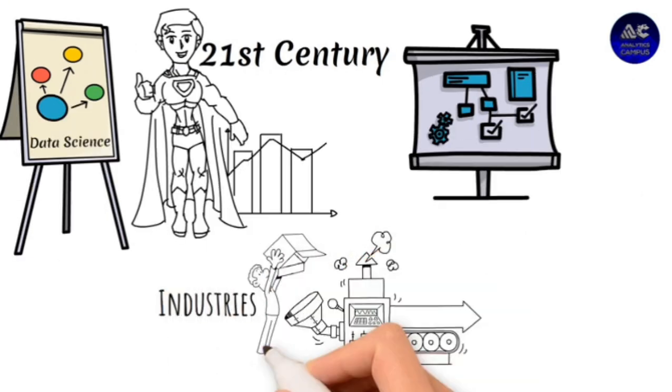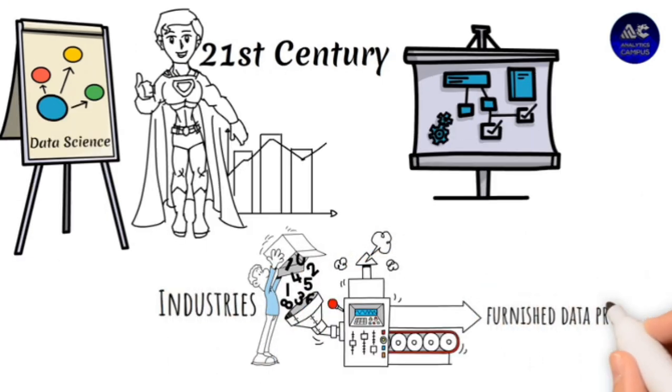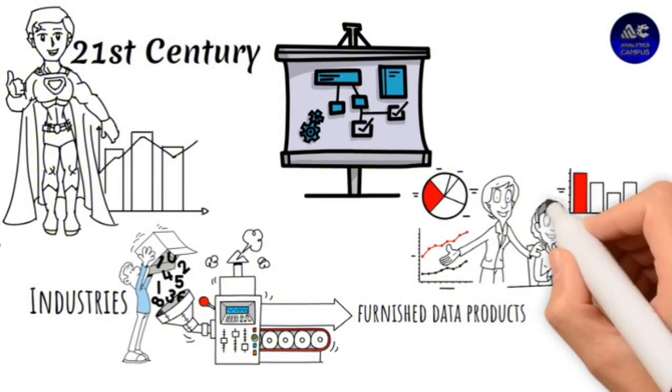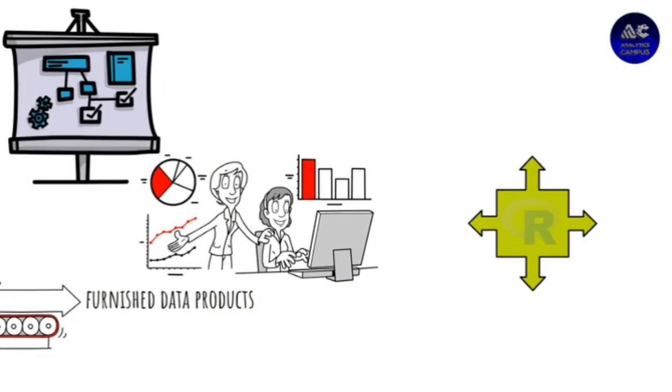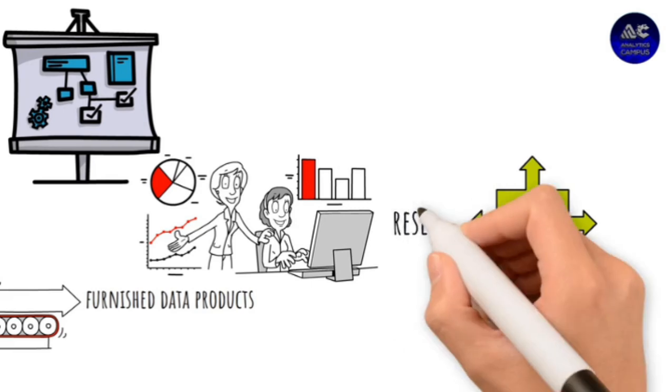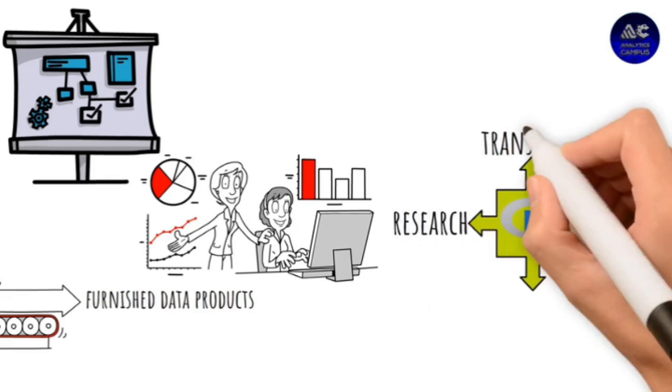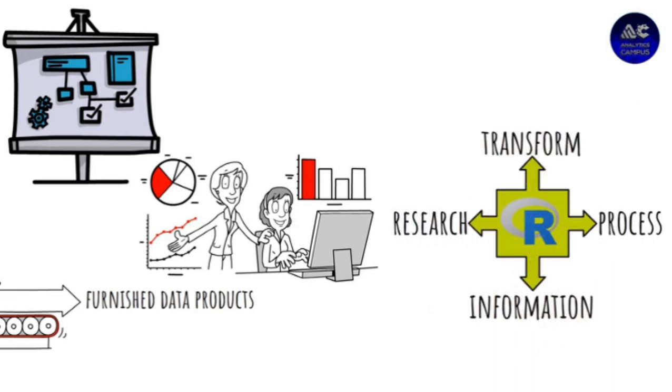Industries transform raw data into furnished data products. In order to do so, it requires several important tools to churn the raw data. R is one of the programming languages that provide an intensive environment for you to research, process, transform, and visualize information. Features of R for data science.